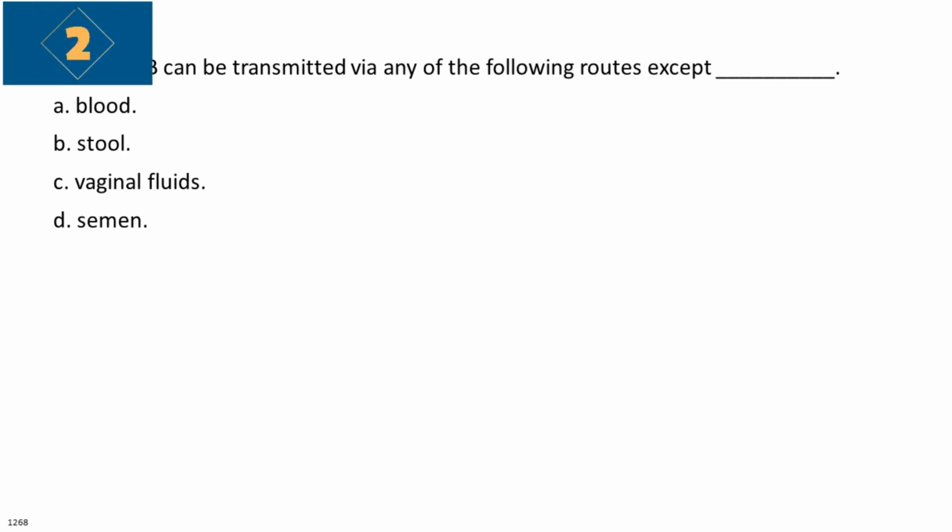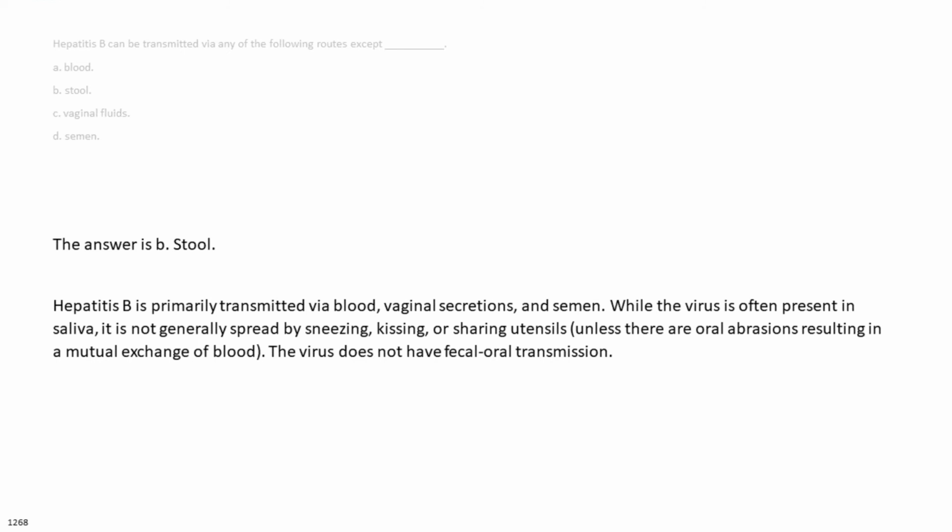The answer is B. Stool. Hepatitis B is primarily transmitted via blood, vaginal secretions, and semen. While the virus is often present in saliva, it is not generally spread by sneezing, kissing, or sharing utensils, unless there are oral abrasions resulting in a mutual exchange of blood. The virus does not have fecal-oral transmission.